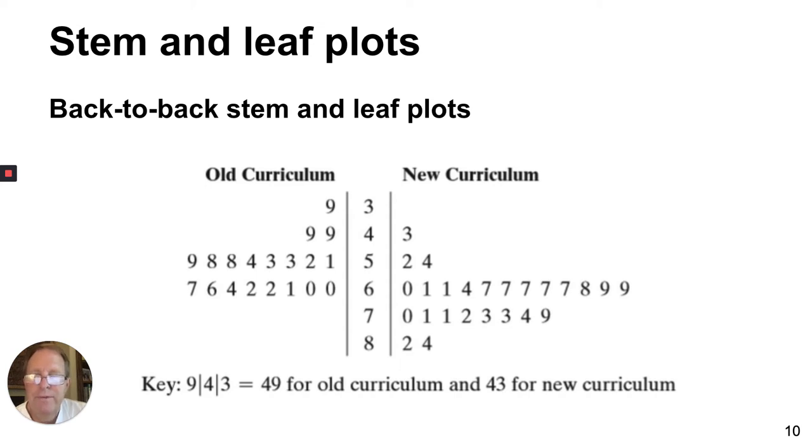As usual, you have to have a key. Always, always, always have a key. This key says 9 bar 4 bar 3. That refers to 49 under the old curriculum and 43 under the new curriculum. Always include a stem and leaf key.